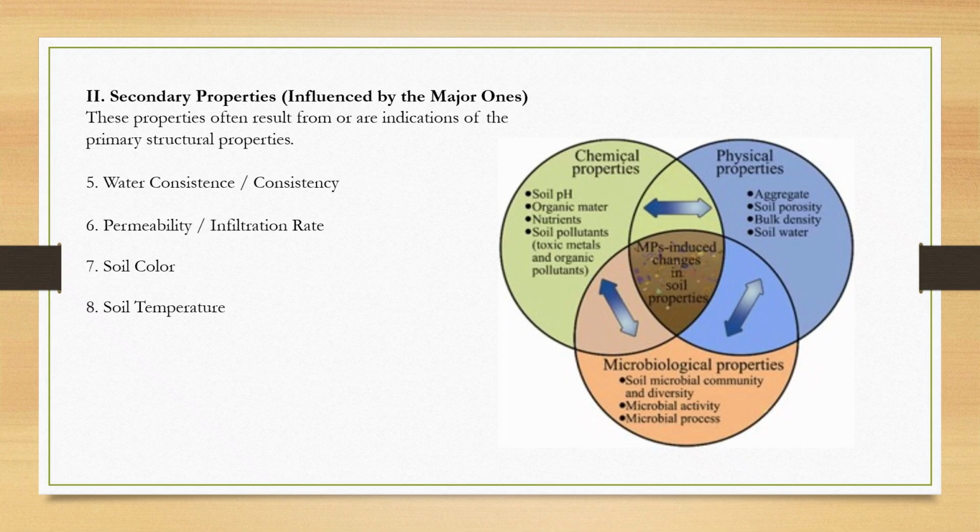I think it's enough for today's class. One thing I want to say is that the arrows pointing between the categories emphasize the interdependency of the properties. A change in one property will lead to changes in the other properties. For example, if there is any change in the physical structure of the soil, that will also lead to changes in chemical leaching and the microbial habitat of the soil. So this is enough for today's class. I think you got what I'm trying to convey to you guys.